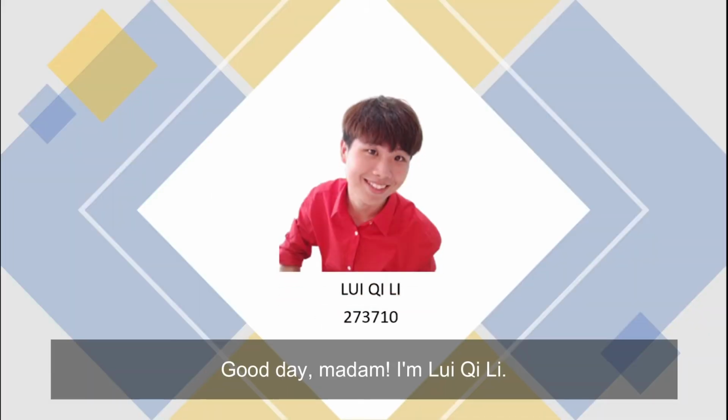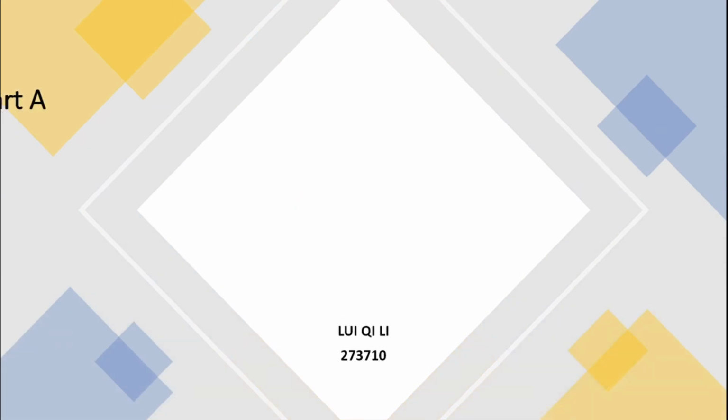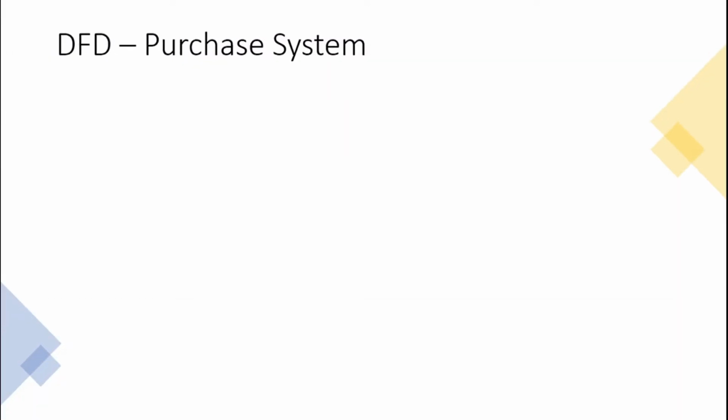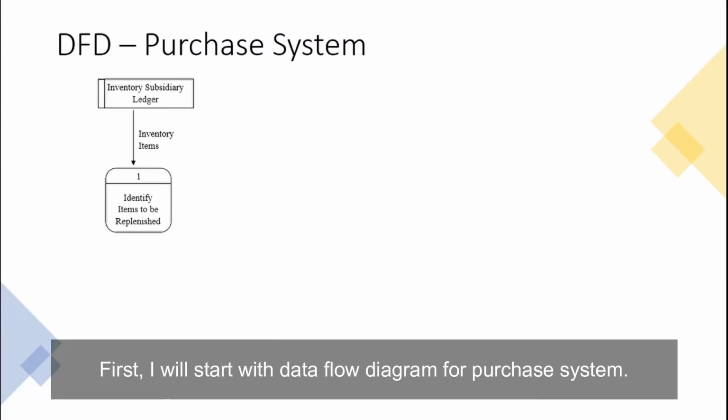Good day, madam. I'm Lui Qi Li, to present our Part A, A3 and A4, which are the logical data flow diagram and flow chart for both purchase and cash disbursement system of Roda-Roda enterprise. First, I will start with the data flow diagram for purchase system.